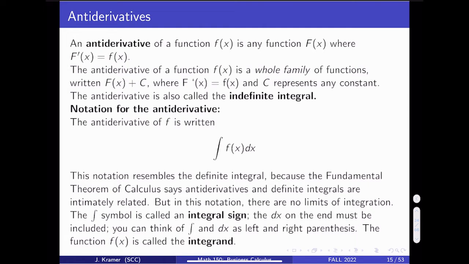This will make more sense in chapter 4 when we start talking about derivatives and integrals of functions of more than one variable. The function f of x is called the integrand. I've used that notation in the previous video. So you have your integral, integrand, and your dx is kind of like the ending of your sentence.